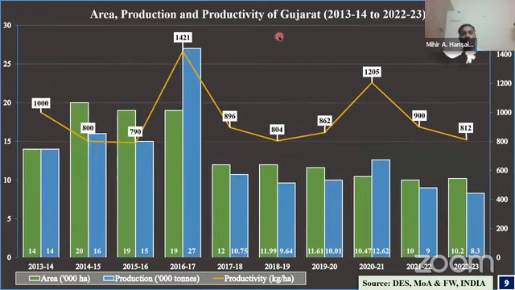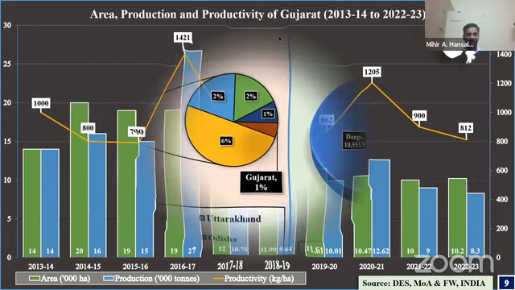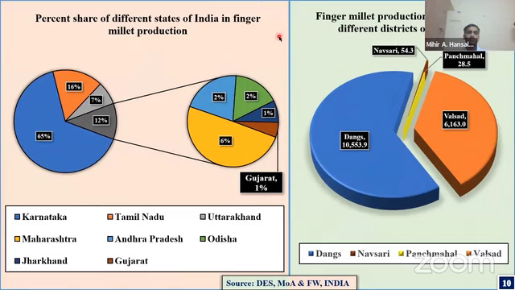If we talk about the area, production and productivity of Gujarat, then production is highest in 2016, which is 27,000 hectare, whereas productivity is also highest in 2016, which is 1,400 kilogram per hectare. And the percent distribution of finger millet production in different states: Karnataka, Tamil Nadu, and Uttarakhand contributed 88% of the production of the country, and other states contribute 12%.